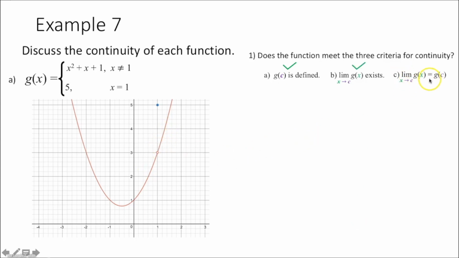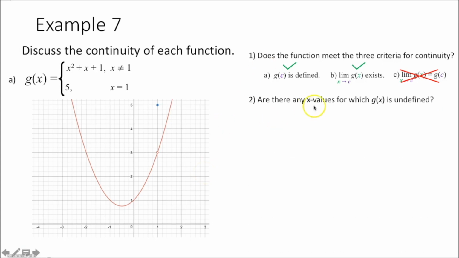Now, the last criteria for continuity asks, does the limit as x approaches c of g of x exist and equal g of c for all x equals c? Well, you can see that the limit as x approaches 1 from the left and the right is equal to 3. But the y value that goes with x equals 1 is 5. So these two things are actually not equal to each other at x equals 1. Because of that, we know there's going to be a discontinuity somewhere on the graph.